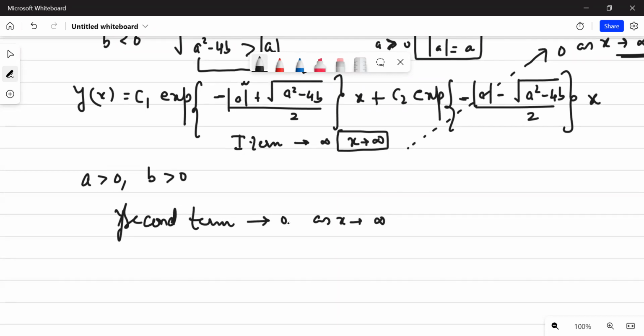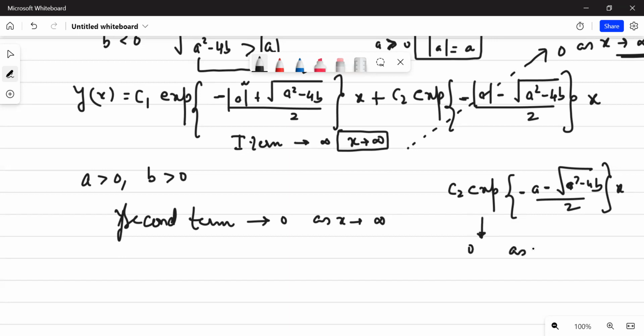Why? Because the second term was corresponding to exponential of minus a minus root over a square minus 4b upon 2, times x. And understand, I have taken the case where the discriminant is greater than 0. So if the discriminant is greater than 0, then this term will be positive. Root over positive is again positive. Negative is here, negative is here. Overall, this will become negative. So as x tends to infinity, this whole term will go towards 0.